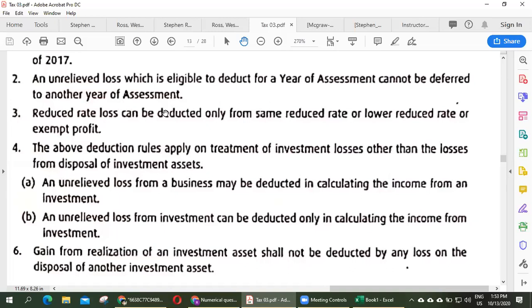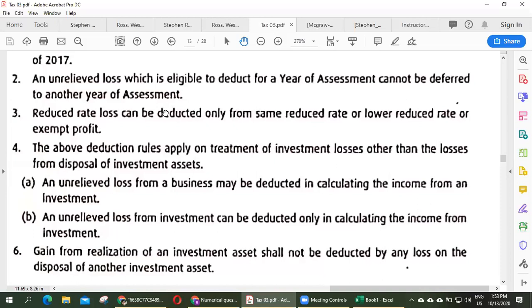or the exempt profit. So if a business person is earning profit from an exempt source, and the person faces a loss on that exempt business, he is unable to deduct his losses from his profit. For example, say Mr. X is the business person. He has generated a profit of 1 million. That 1 million profit is not taxable because it is an exempt profit.